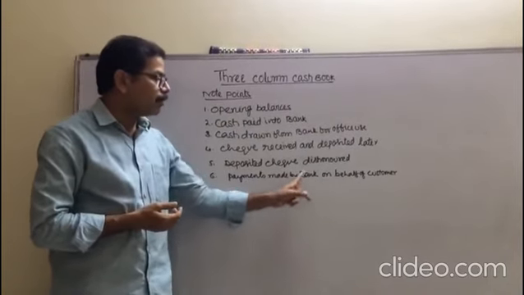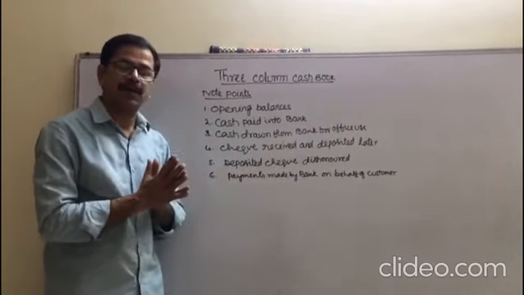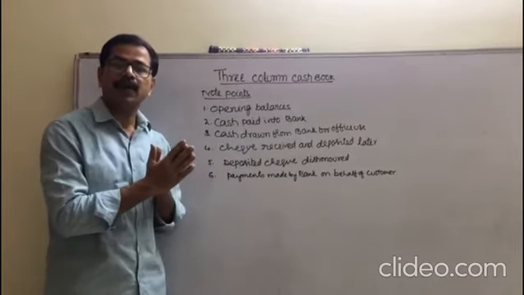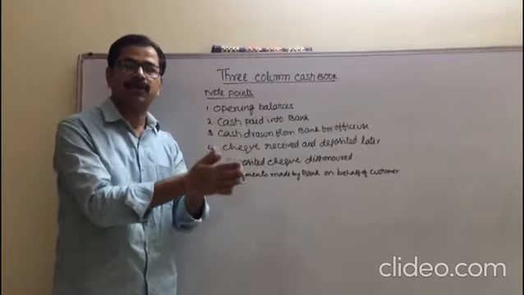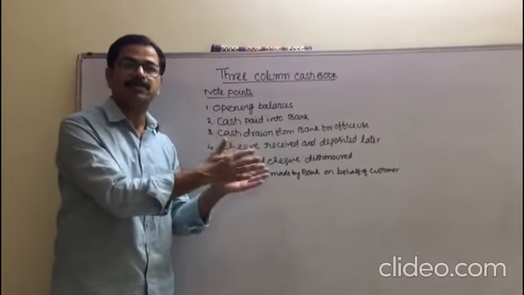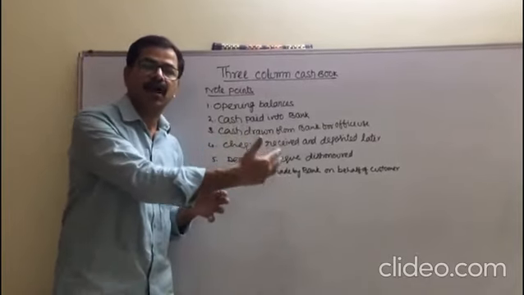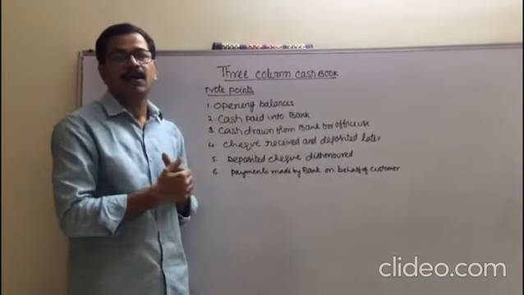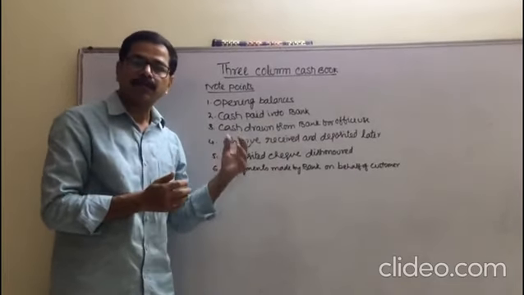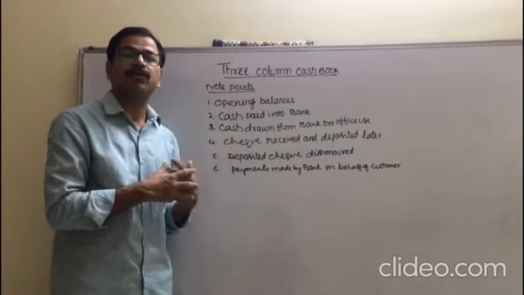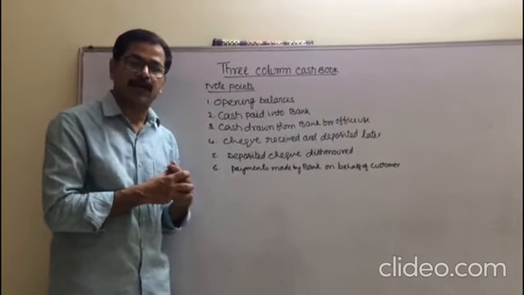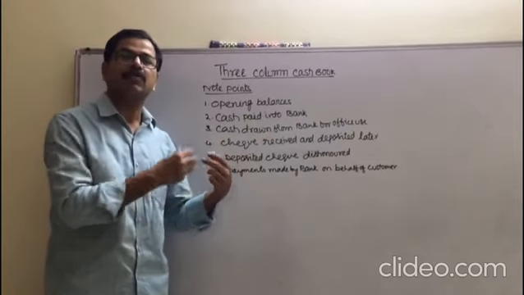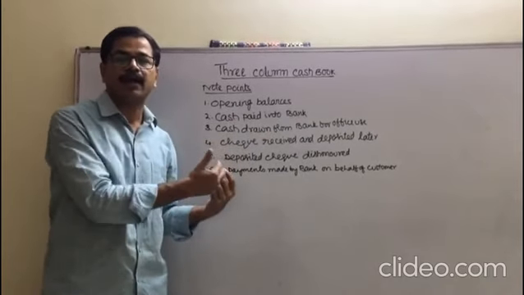And payments made by bank on behalf of a businessman: the banker will make some payments like bank charges, insurance premium, or any other payments, and we should write these on the payment side in the bank column. Sometimes the bank also will receive amounts on behalf of a customer. So when the bank receives anything, we write it on the receipt side in the bank column.